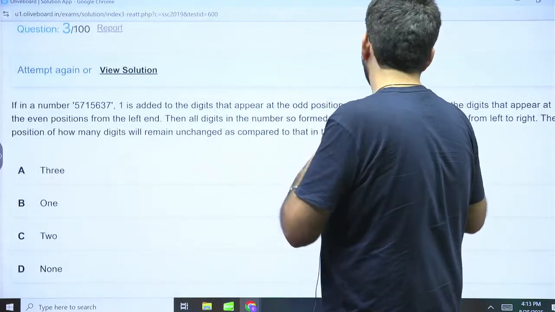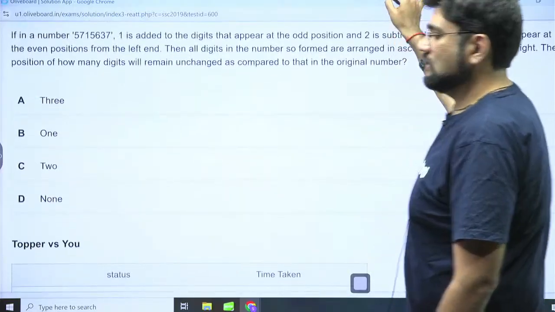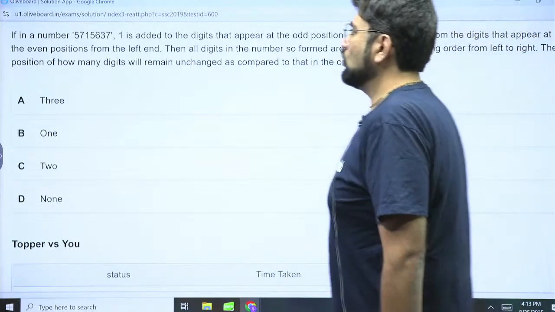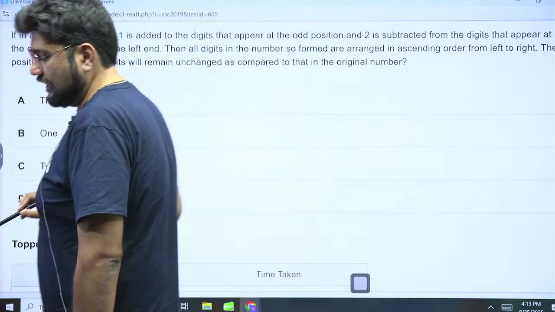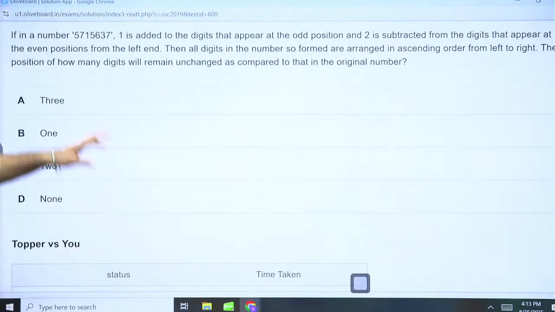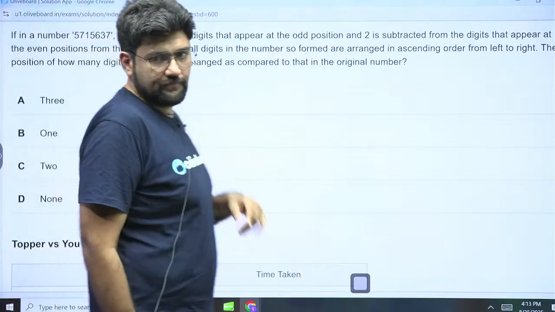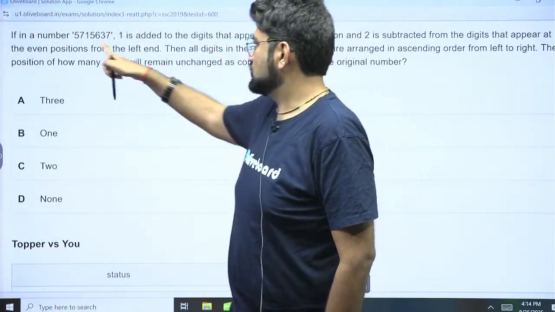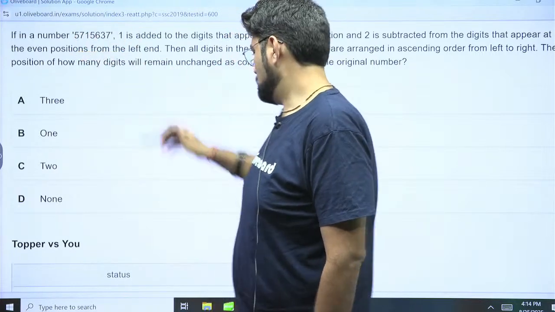Excellent question. Another wonderful question, guys. Screenshot taken? Okay. Now, understand the question, what it is trying to tell you first. In this question, they have given you a number string. And they are telling you that 1 is added to the digits that appear at the odd positions. That is first, third, fifth.